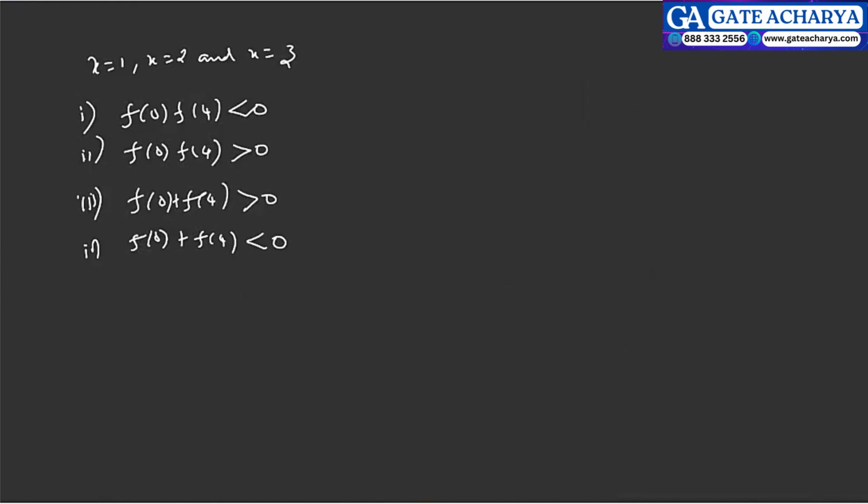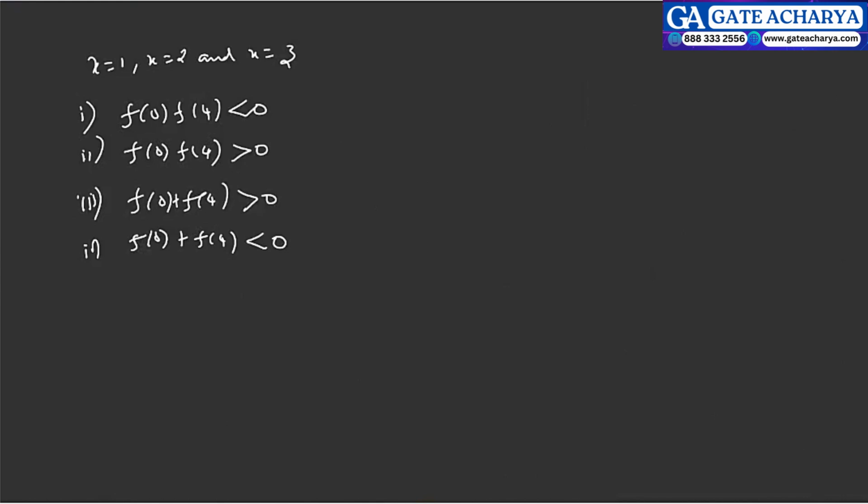Actually, here one root is 1, another root is 2, the third root is 3. Before that, where do these roots lie? They lie between 0 and 4, everything is there. Because it is a cubic equation, it has 3 roots. 3 roots means it is a cubic equation, so definitely x has 3 values: one value is 1, another is 2, and the third one is 3. So where do these values lie? They lie between 0 and 4.